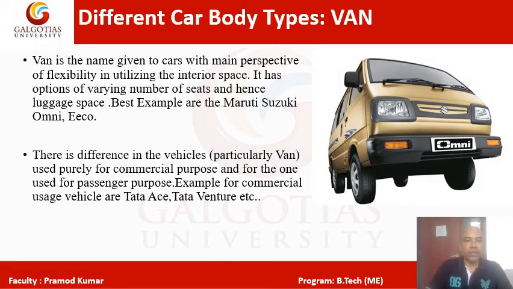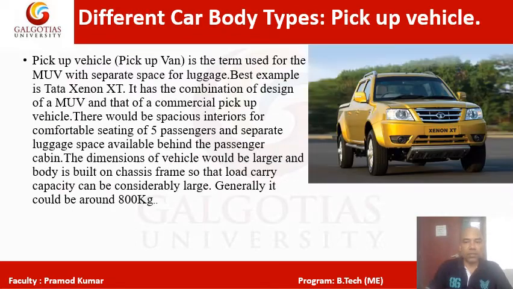So van is the name given to cars built mainly with flexibility in utility and interior space in mind. It has options of varying numbers of seats and hence luggage space. The best example is the Maruti Suzuki Omni or Eeco. There is a difference between vans used purely for commercial purposes and those used for passengers. Examples of commercial use are the Tata Ace and Tata Venture.